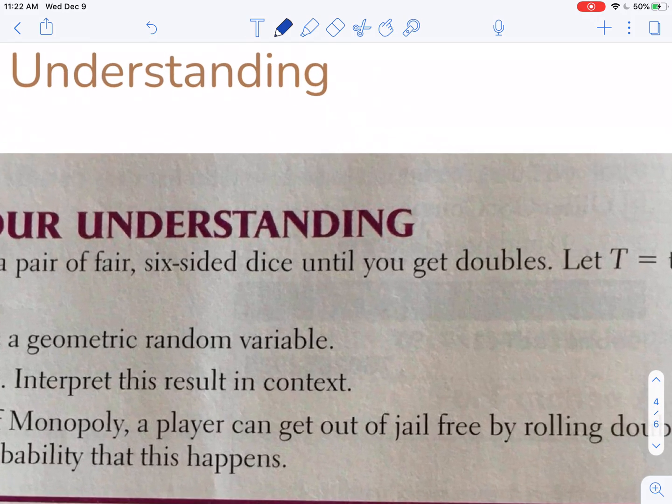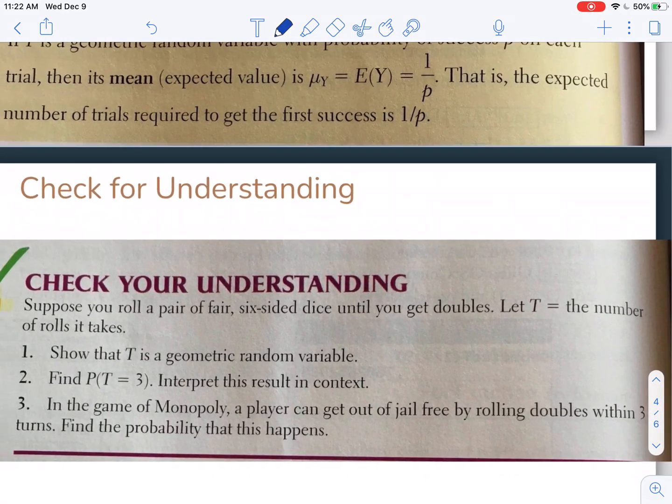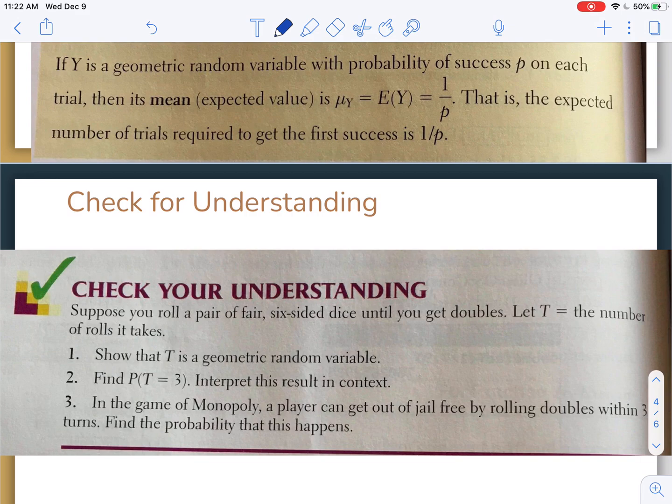So we know that doubles, so show that T is a geometric random variable. I'm just going to go through this verbally. So number one, this is independent. Every single time we roll the dice is not influenced by the previous time we roll the dice. These are independent trials.